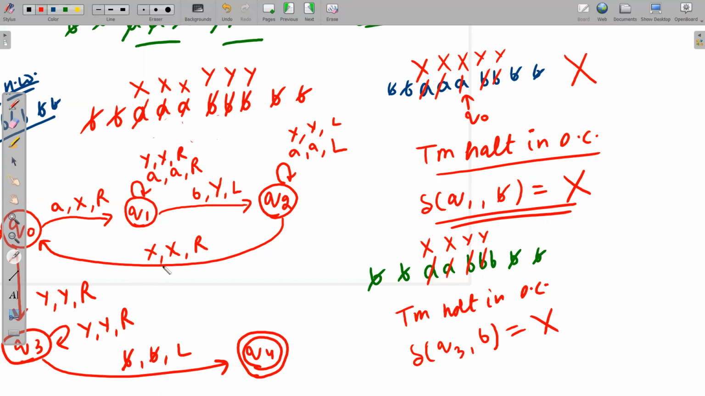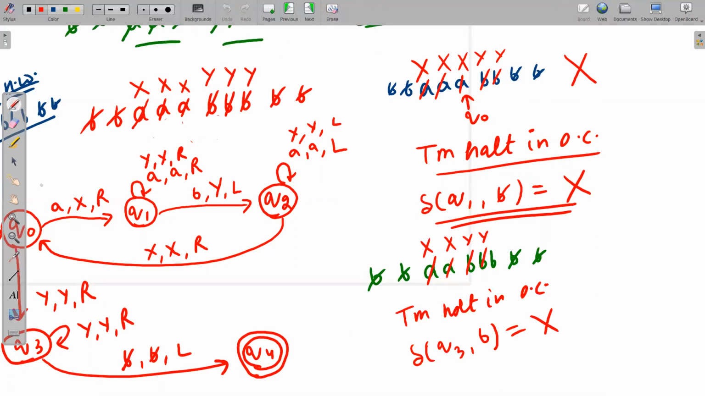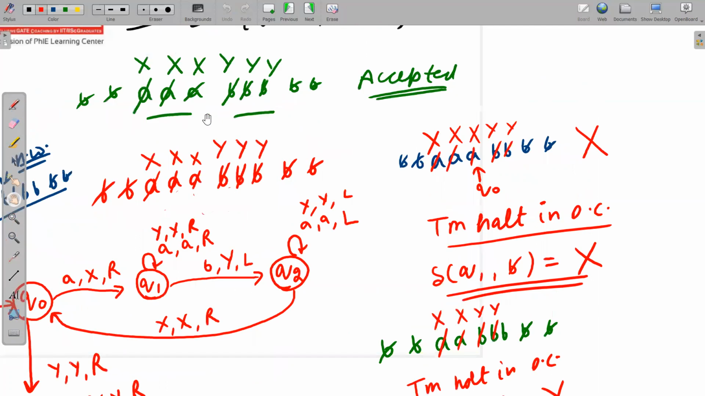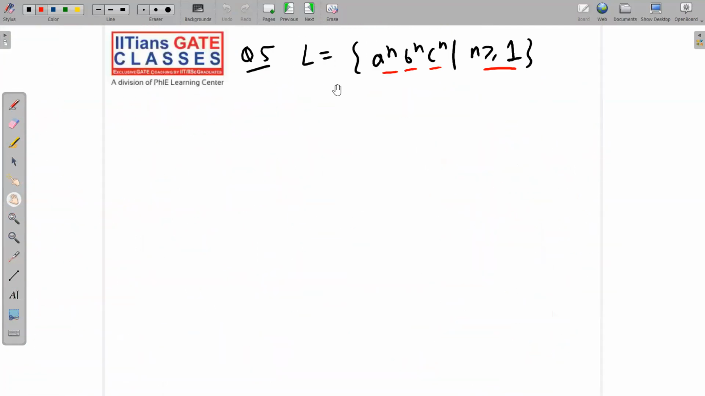Okay, so now let's jump to the next slide. Next question is A power n, B power n, C power n, n greater than or equal to 1. The idea is exactly similar as we have studied in the previous question. So what should be the idea? Let me take one string. You will get your answer.